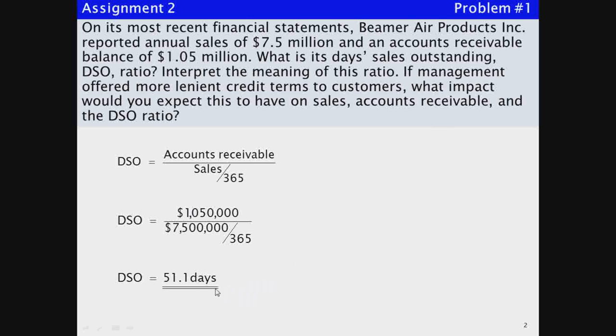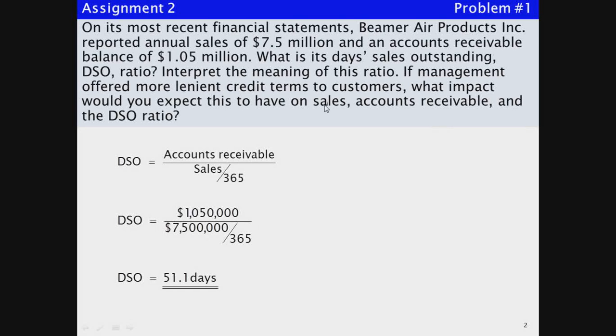How would we interpret that ratio? Well, assuming all of the sales are made on credit, then on average, once a credit sale has been made, it takes 51.1 days before they collect that sale. So what would you suggest would happen if management offered more lenient credit terms to customers?